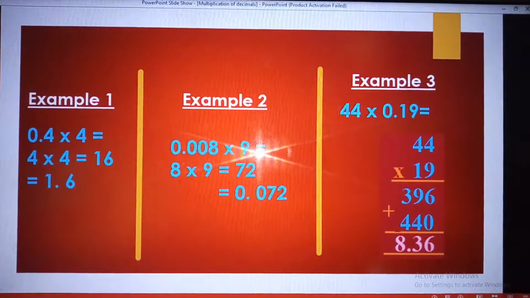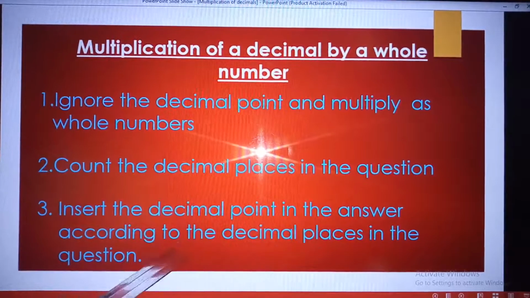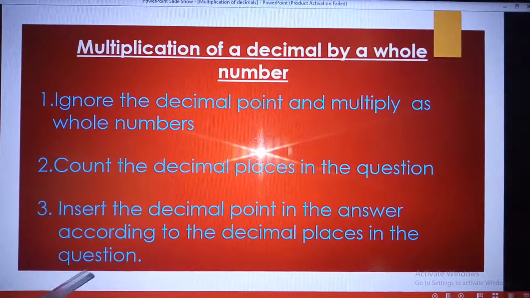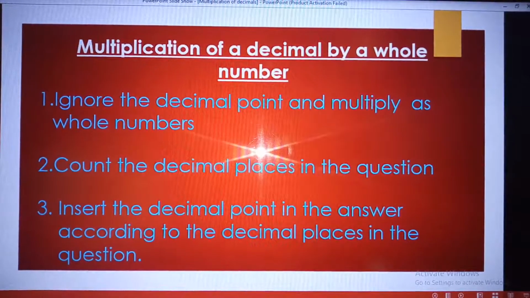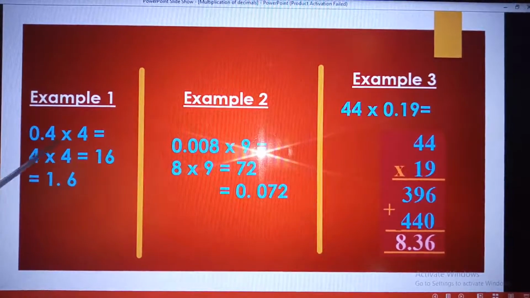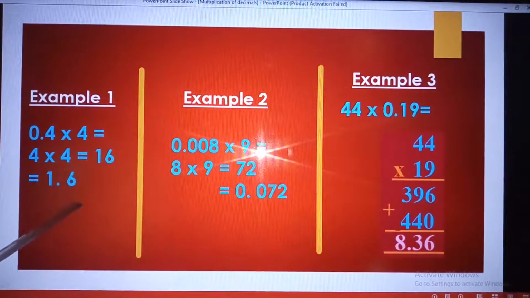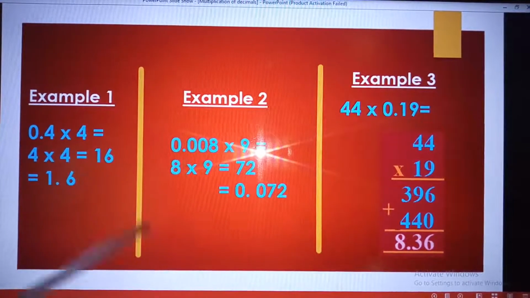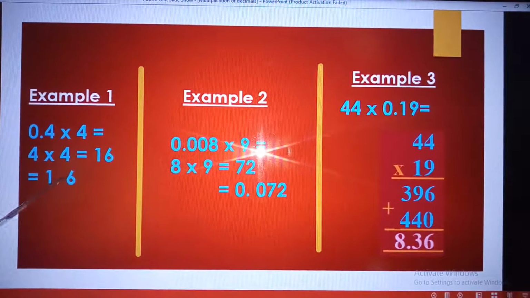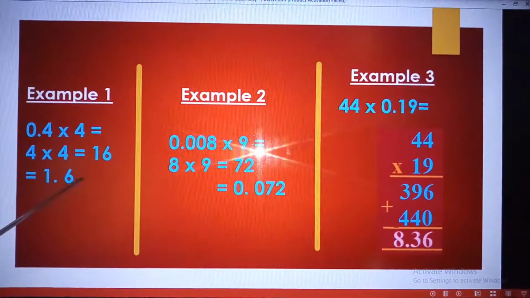And then the third step, insert the decimal point in the answer according to the decimal places in the question. So we've realized that we have only one decimal point. So in our answer 16, we're only going to count one decimal place from the right and insert the decimal point there. So our answer is not 16, but our answer is 1.6.